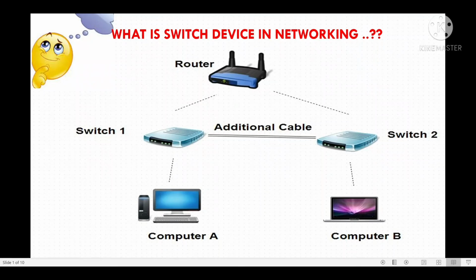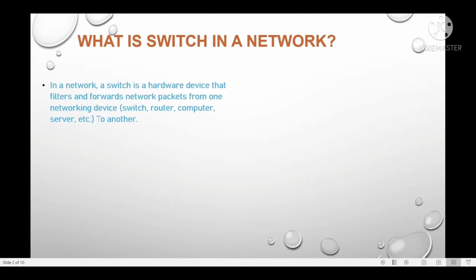In this video we will be seeing what is the meaning of a switch device in networking and how it works, what are different types of switches, etc. So basically in a network, a switch is a hardware device that filters and forwards network packets from one networking device to another. These two devices could be another switch, a router, computer, server, etc.